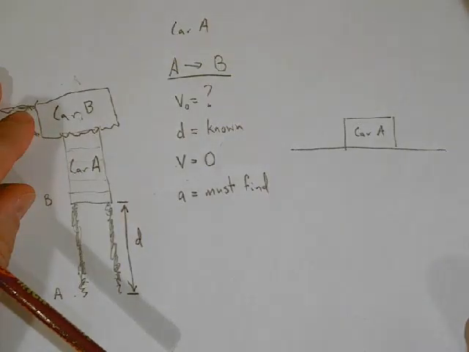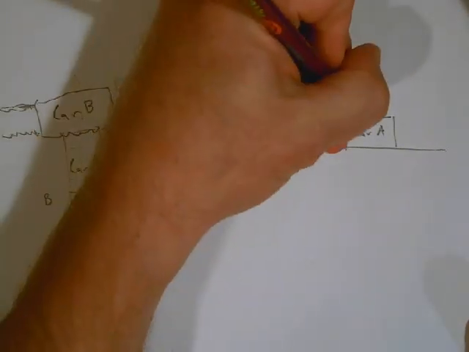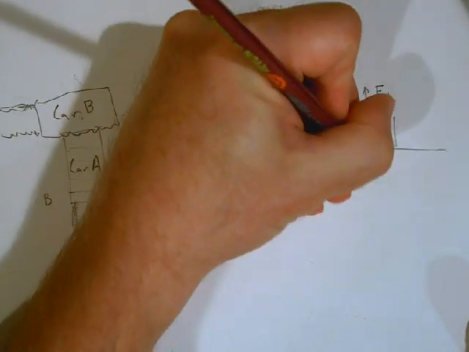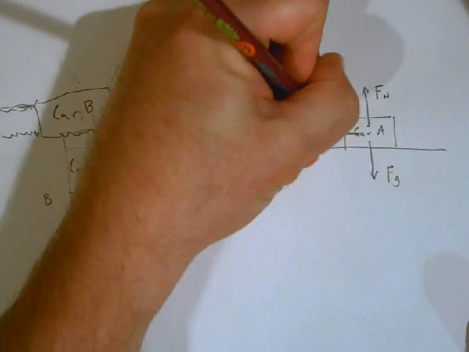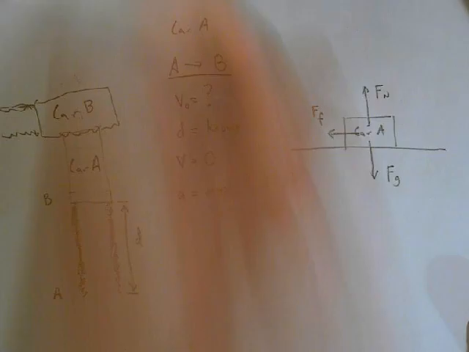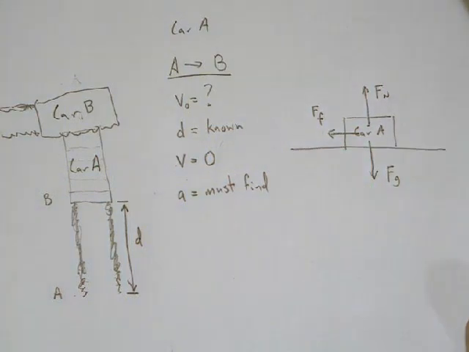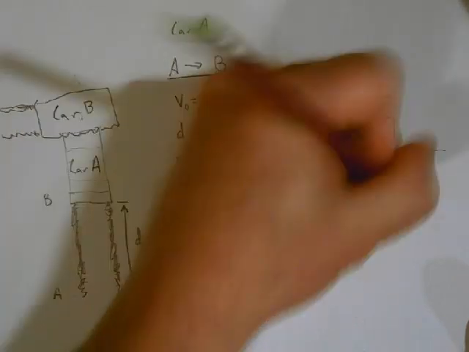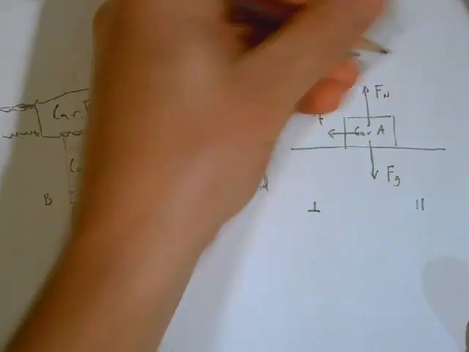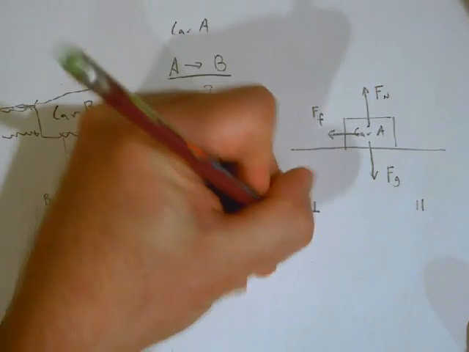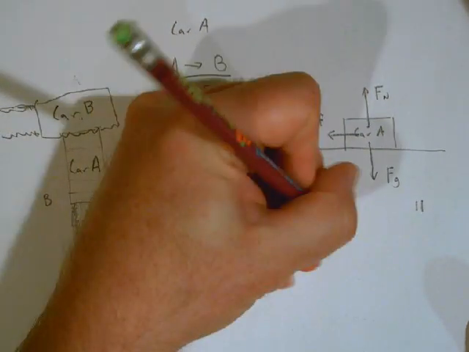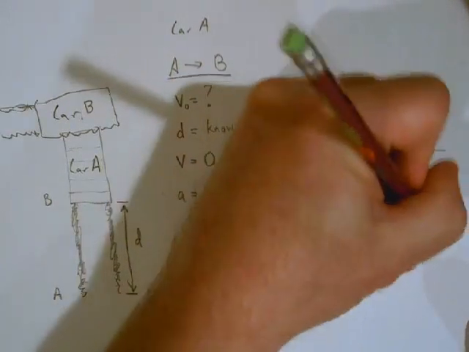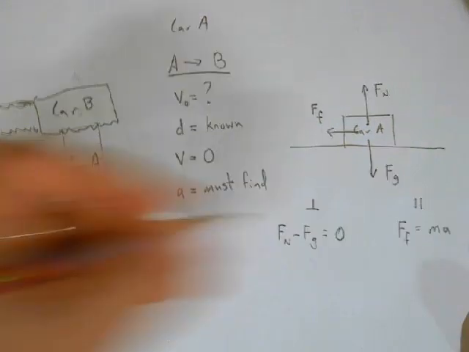While the car is moving to the right and slamming on its brakes, here are the forces acting. You would have the normal force, the force of gravity, and the force of friction. Then he does the next step, the perpendicular and parallel equations. Perpendicular, you have Fn minus Fg equals 0. And parallel, you have Ff equals Ma.